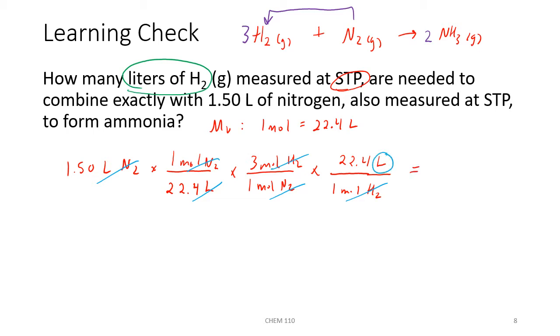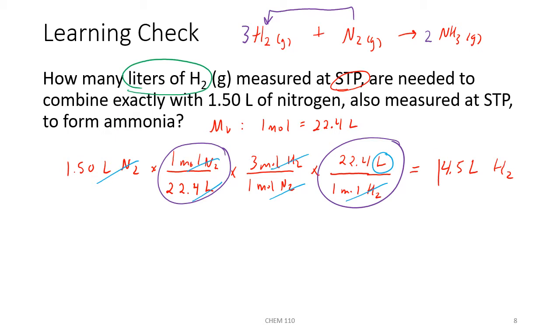When we solve it this way, essentially our molar volume is canceling itself out. We end up getting 4.5 liters of hydrogen gas that will be required for the reaction. Since we're at standard temperature and pressure for our reactants and our products, we haven't changed our conditions.